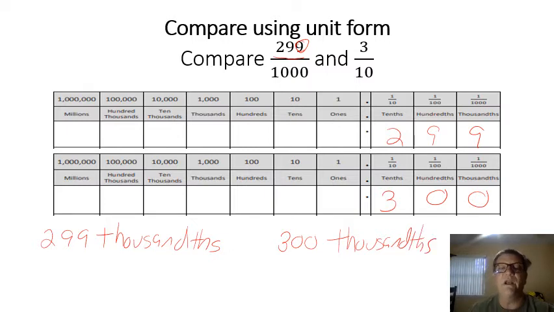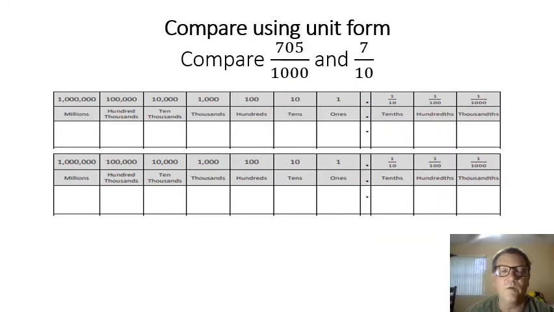So now you can see that I have both of them in thousandths. So 299 thousandths is obviously less than 300 thousandths. Okay. Now once again we have two fractions, and I'm reading this first one.